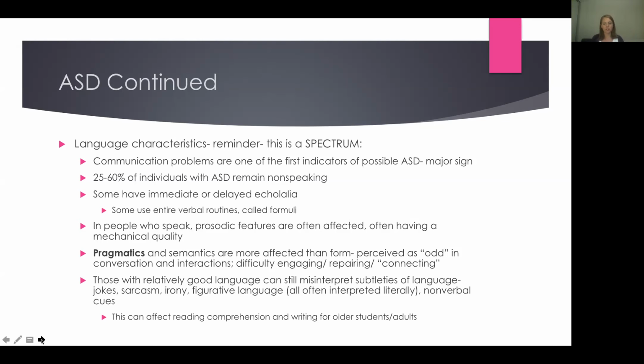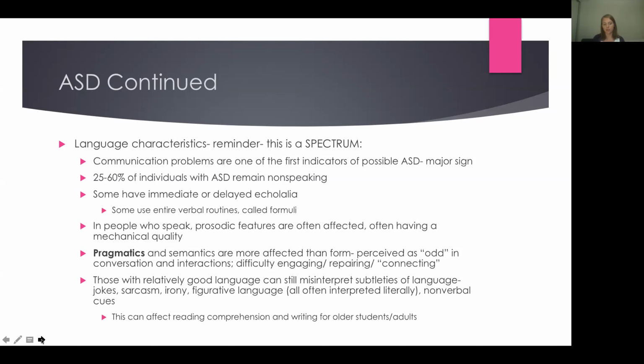They tend to have difficulty really connecting with the people around them. It's hard for them to repair a communication breakdown. It's hard for them to engage, especially on another person's topic of interest. So know that in people who do talk, these areas tend to be more affected than form.